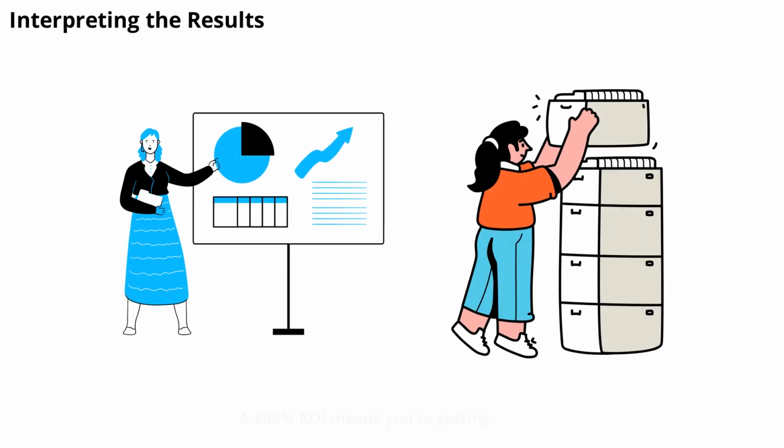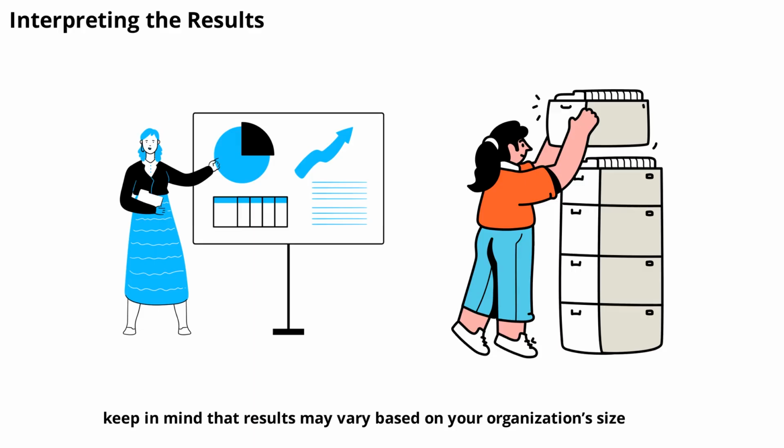A 300% ROI means you're getting 3 times the value of your investment. This is a strong indicator that the knowledge-based software is a worthwhile purchase. However, keep in mind that results may vary based on your organization's size, usage, and how well the software is implemented. Always tailor your calculations to your specific situation.